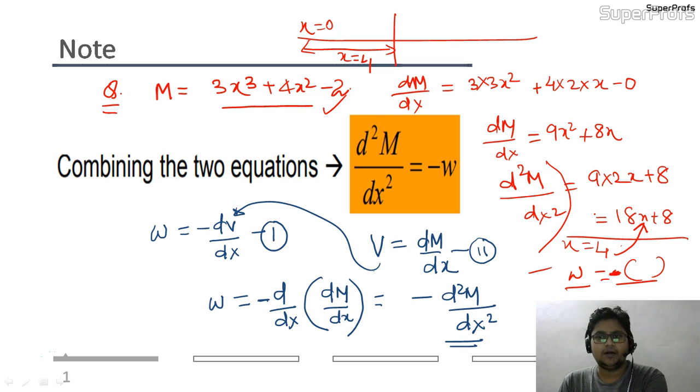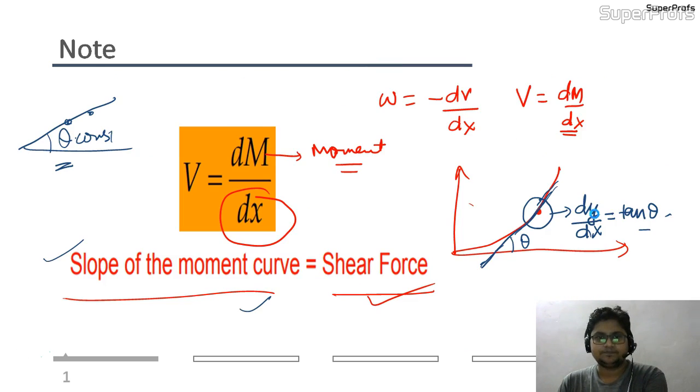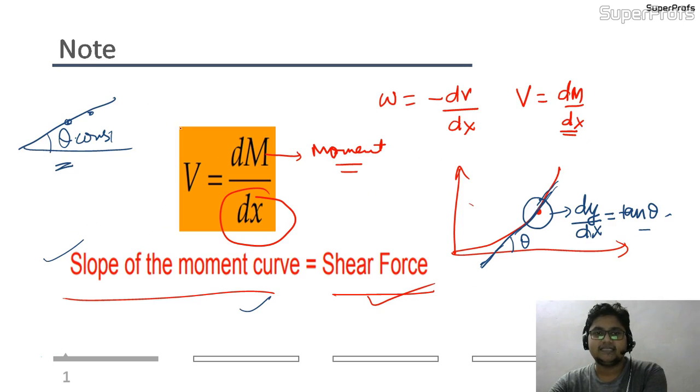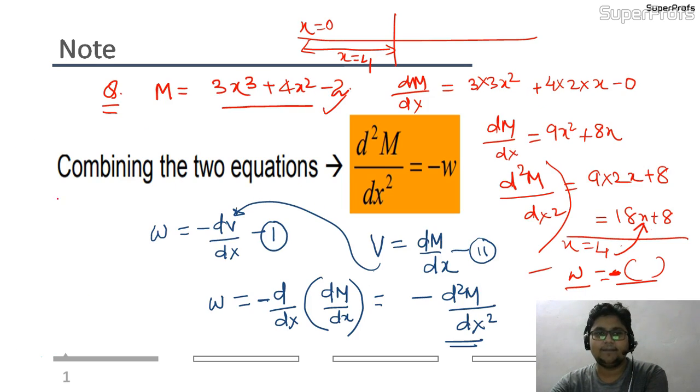Now I just want to revisit my slides. This was the expression for the shear force, where V is shear force. So w equal to minus dV by dx. You must remember this expression always. The second one is that shear force is the slope of the bending moment diagram, V equal to dM by dx. And the next one is the combined equation, that you can get the loading intensity directly by differentiating the moment equation twice.